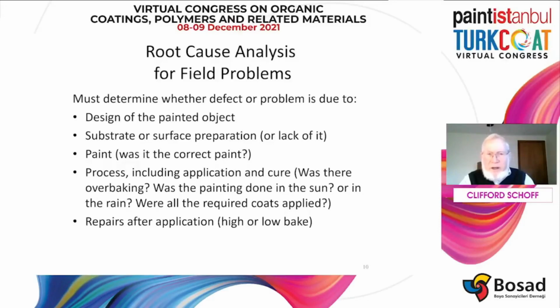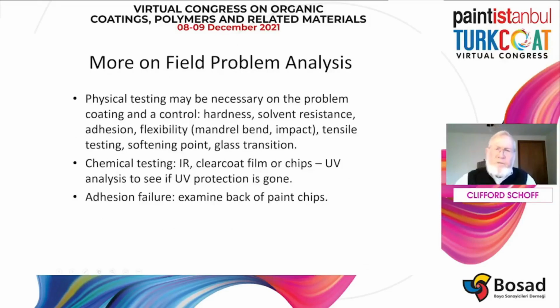And then repairs after application. If the coating has to be sanded and repainted, and then say it's baked, a high temperature bake can cause problems, or a low temperature bake. You may have to do physical testing comparing the problem coating and a control. Here's a list of some of the physical testing, and then chemical testing.